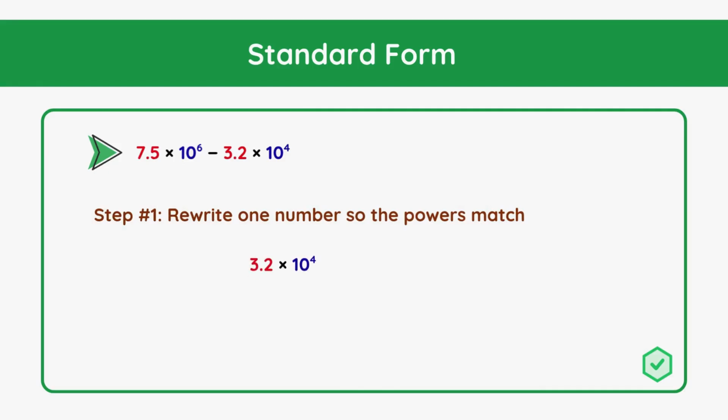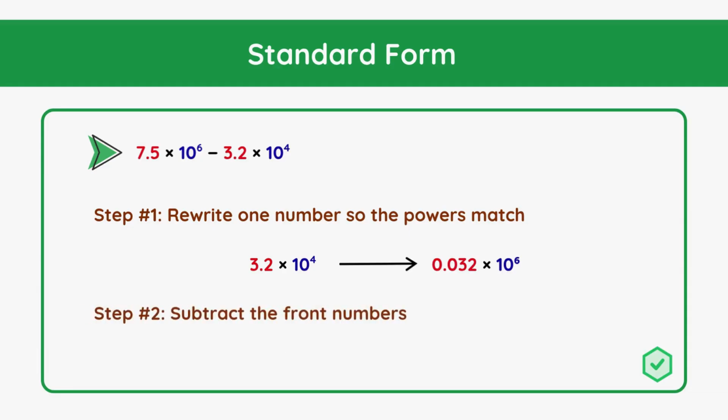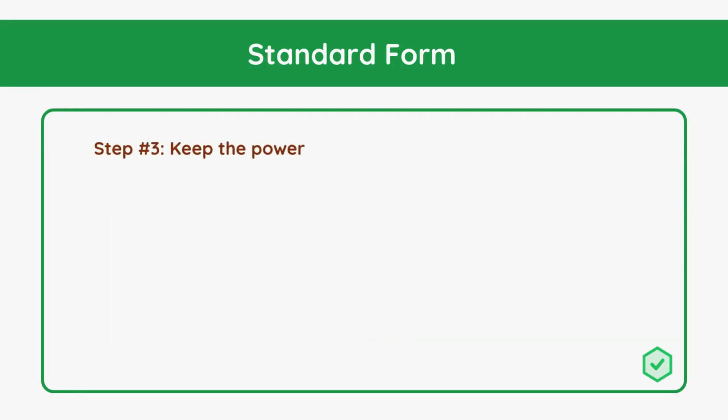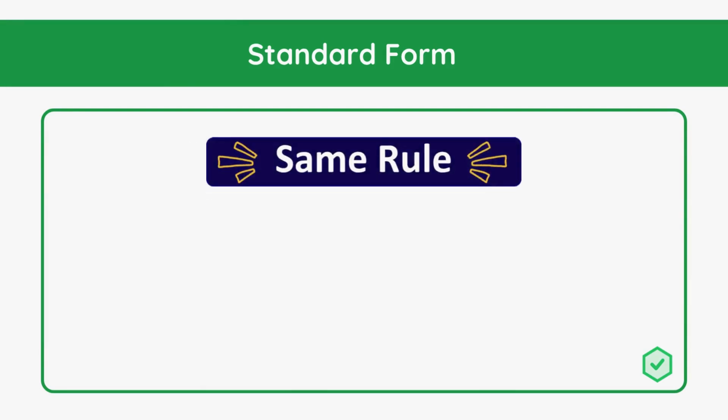3.2 times 10 to the power of 4 becomes 0.032 times 10 to the power of 6. Now subtract the front numbers. 7.5 minus 0.032 is 7.468. Keep the power of 6. So the answer is 7.468 times 10 to the power of 6. Same rule throughout. Match the powers, then add or subtract.